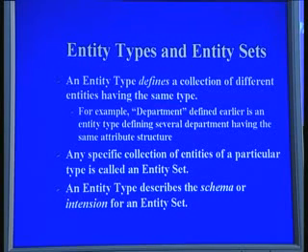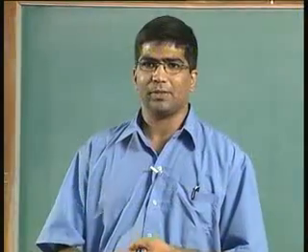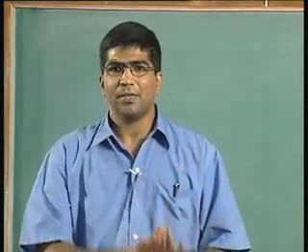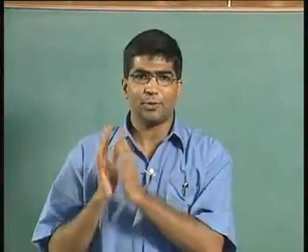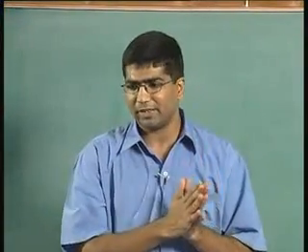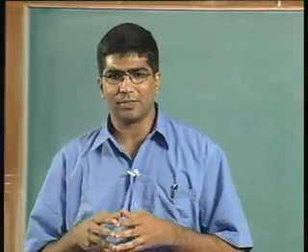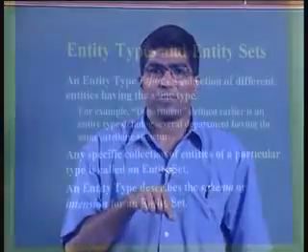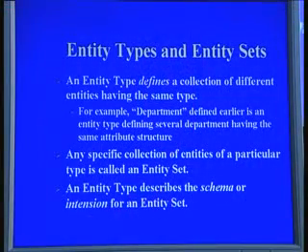Now any specific collection of entities of a particular type is what is called an entity set. For example, if we take the supplies department plus the accounting department and take both of them in some collection, we call this an entity set. These are 2 different departments of the same entity type. So an entity type is said to describe the schema or the intention of an entity set.